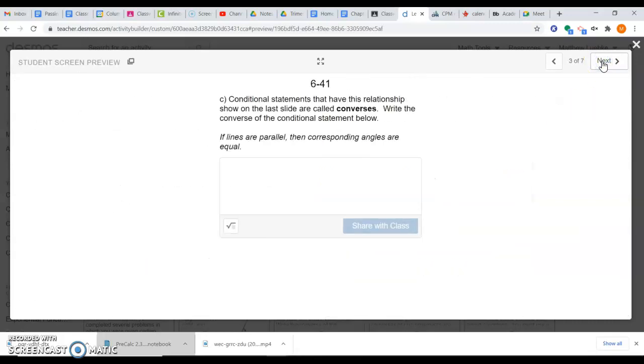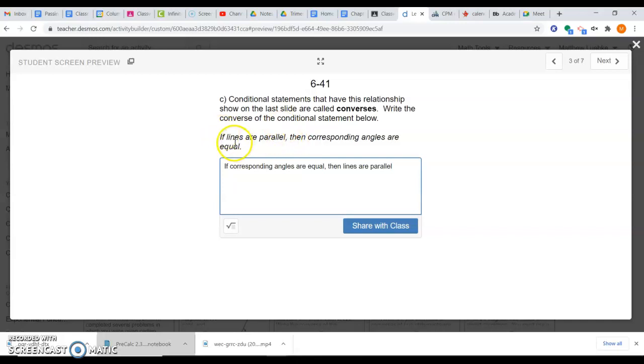Conditional statements that have this relationship are called converses. I said that, but I highlighted it here as well. Okay, so this idea that you can flip the statement or reverse the statement is called the converse. Okay, so we're going to write the converse to this conditional statement below: if lines are parallel, then corresponding angles are equal. So I'm going to write the converse, all right? And what it is then is if, now I'm going to take what came after then and put it in there after if. So if corresponding angles are equal, then lines are parallel.